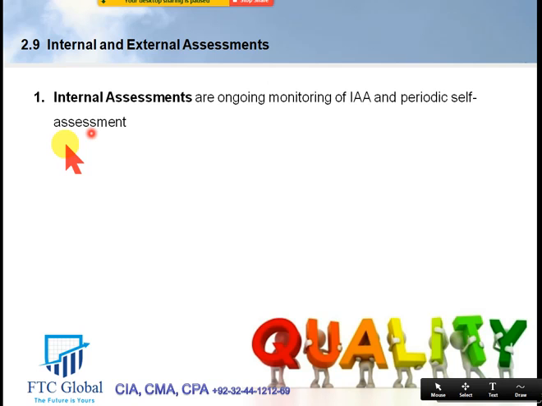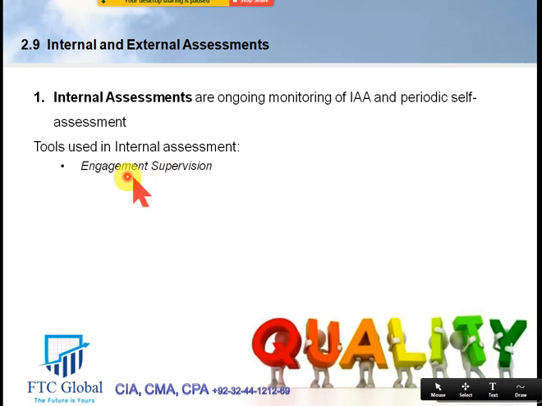So what are the ways we can assess the quality of internal audit department internally? First is we assess to what extent the supervision is given to the subordinates, especially the newly recruits, because supervision is a very fundamental element of ensuring quality, because subordinates' work must be supervised in order to ensure quality. So engagement supervision is available to what extent?